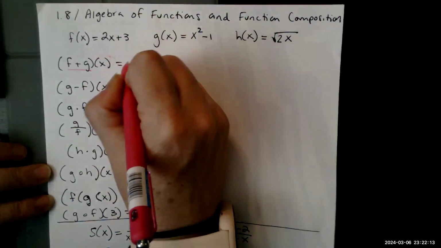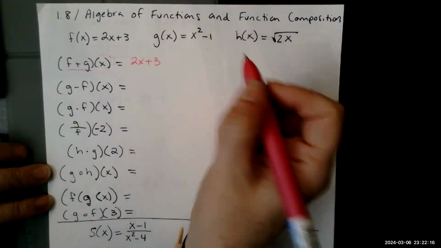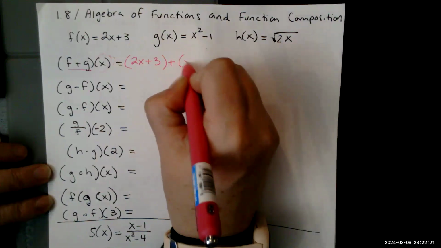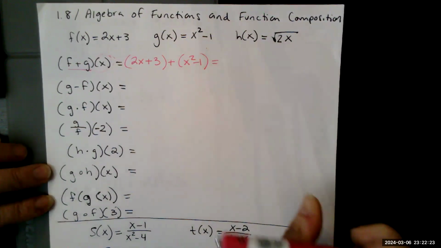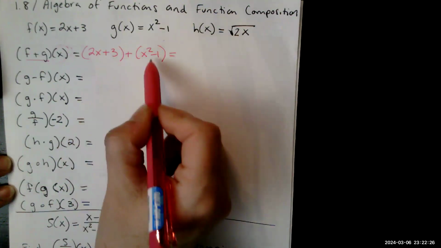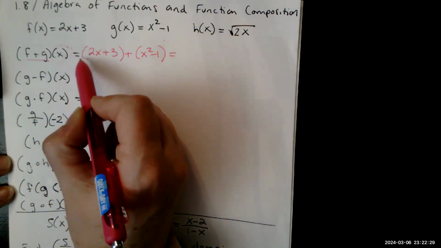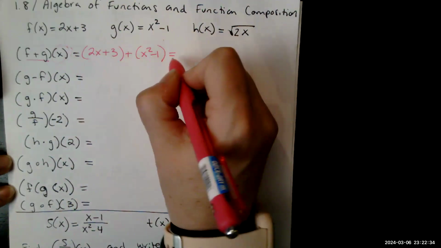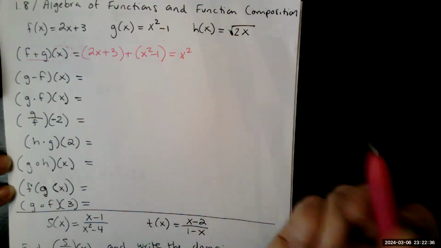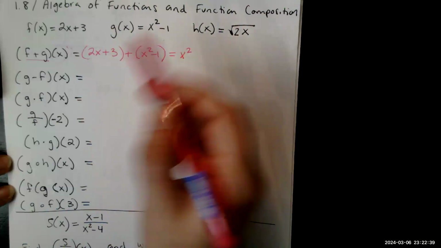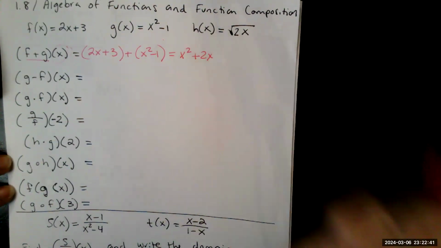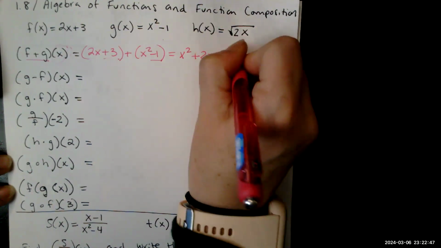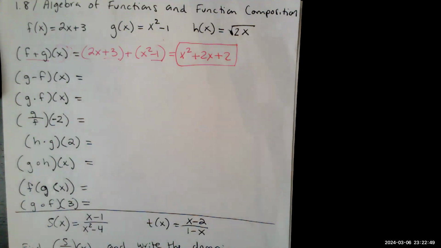So f is 2x plus 3. If we want to make sure we don't miss anything, we can use parentheses, plus the g, which is x squared minus 1. But in this case, those parentheses aren't really doing anything, right? There's nothing outside to distribute or anything like that. So we can basically ignore them and just add whatever we're allowed to add, meaning like terms. So x squared has nothing to add to it. The 2x has nothing, but I can combine the 3 and the minus 1 to get 2. So that's it. You just add what you're allowed to add.